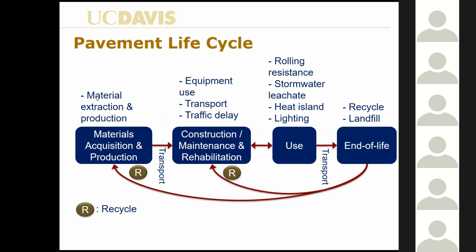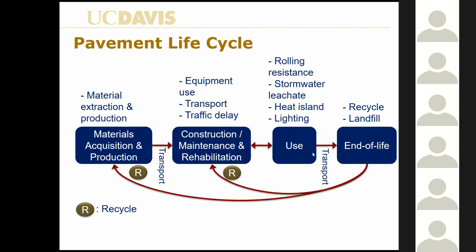A complete pavement life cycle should consider material extraction and production, the construction process, and that includes both equipment use as well as transport of materials and any induced traffic delays or impacts on users that have environmental consequences.